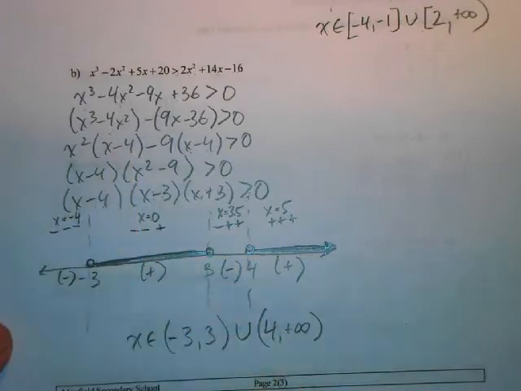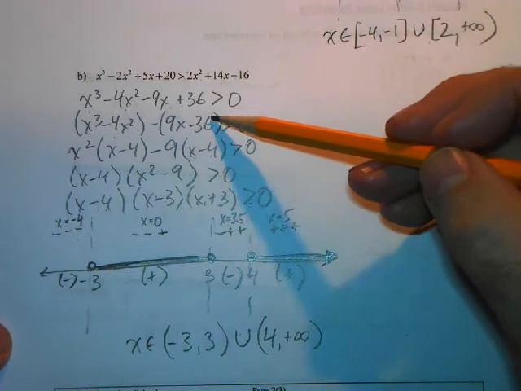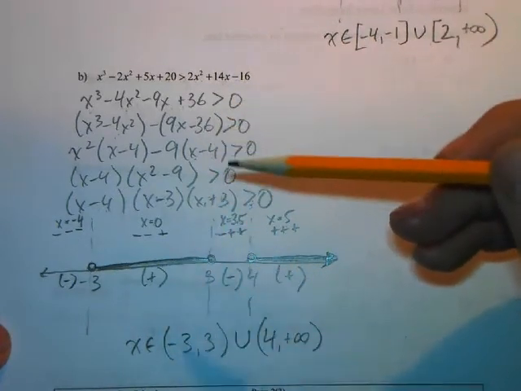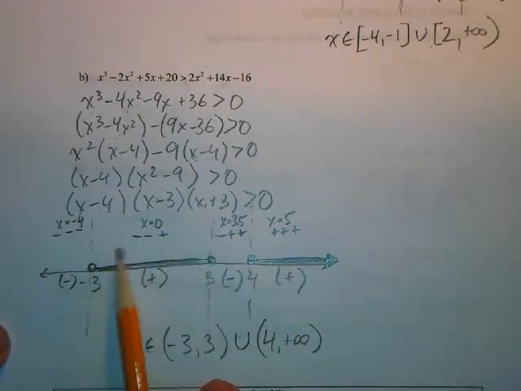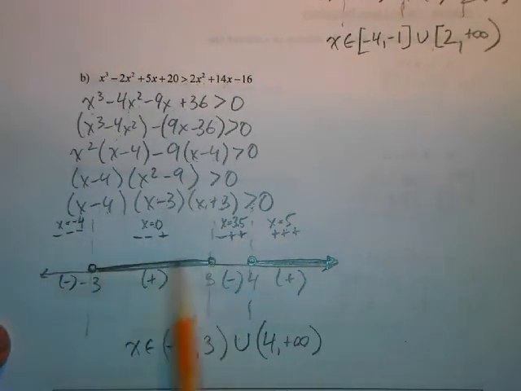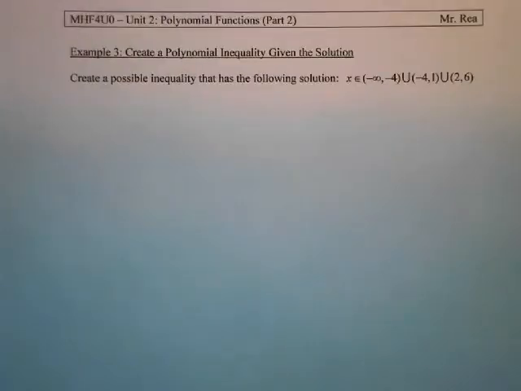And then this one here, we used factor by grouping to find the factors, which was a nice quick method of doing it, and found our 3 zeros, set up test values. This time, remember, the zeros aren't part of the solution, so they're open circles. We tested our intervals, found the ones that are positive, and then translated that into interval notation. Okay, hopefully that makes sense. Now this is a different animal.